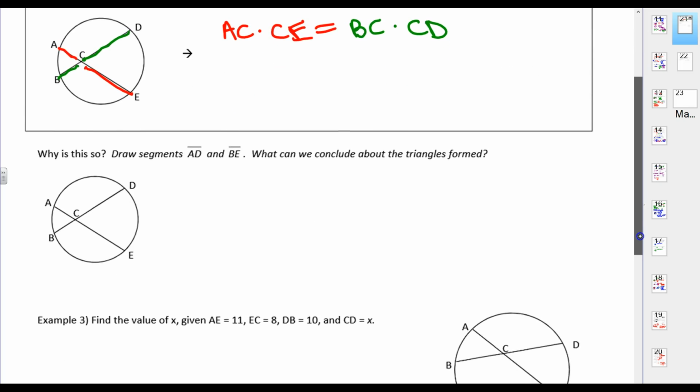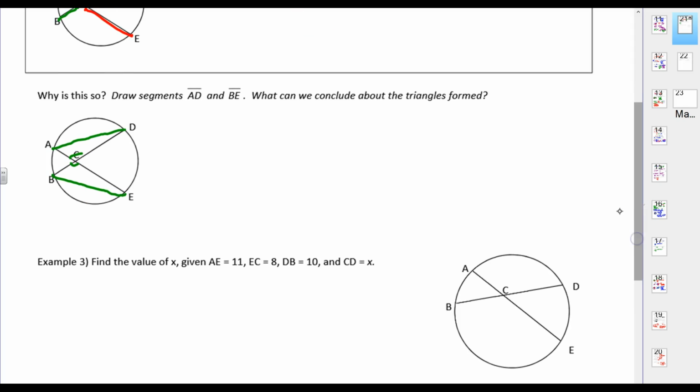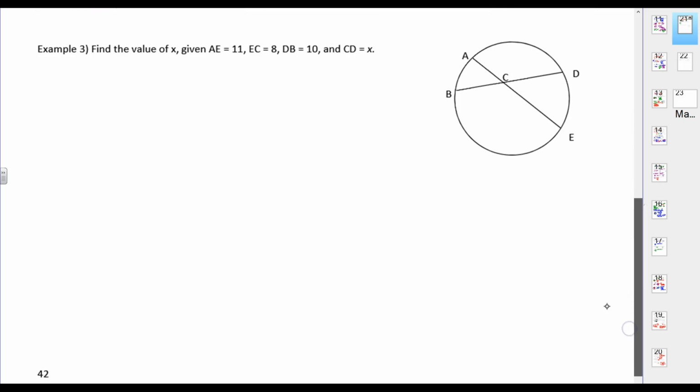Why is this so? Well, if I were to connect some lines here, if I were to connect AD and BE, I actually end up creating some similar triangles where these angles would be congruent. We'd actually have triangles similar by AA similarity. So we end up creating two similar triangles when we connect those segments. So let's do an example here.